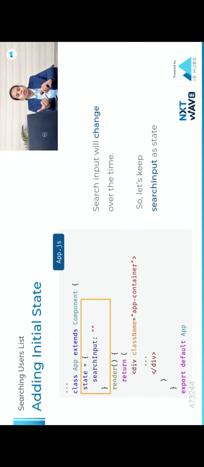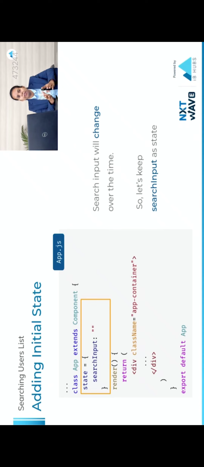If the value will change over time, and based on that the UI has to be updated, then we'll maintain such things in the state object. So there you can see in the state object, we added a key searchInput, and the initial value is an empty string, so colon and empty string, double quotes. Clear? So we are maintaining the search input in the state object.